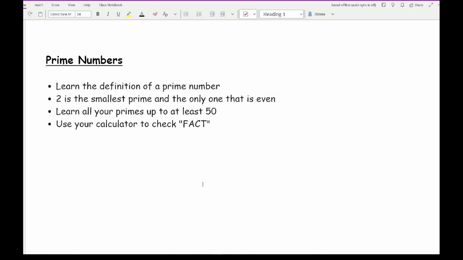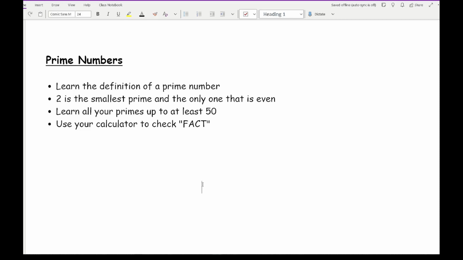Ideally, if you can recognize them up to 100, brilliant. But again, I would say just make sure you're familiar with what the common prime numbers are, just in case you get a question where you've got a list of numbers. And this could easily be one of the multiple choice questions at the start of your paper, where you just have to circle which number is prime or which of these numbers is not prime in some cases.